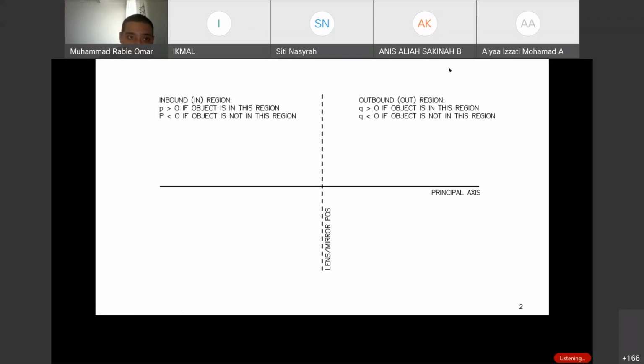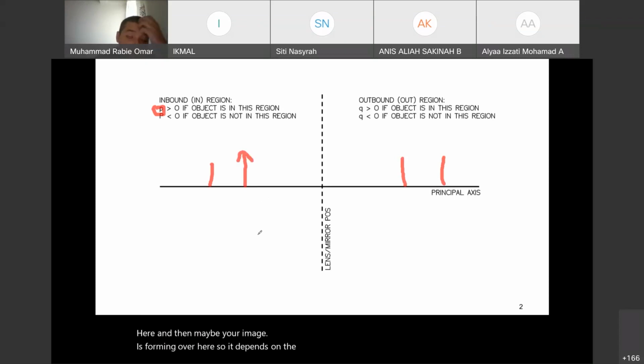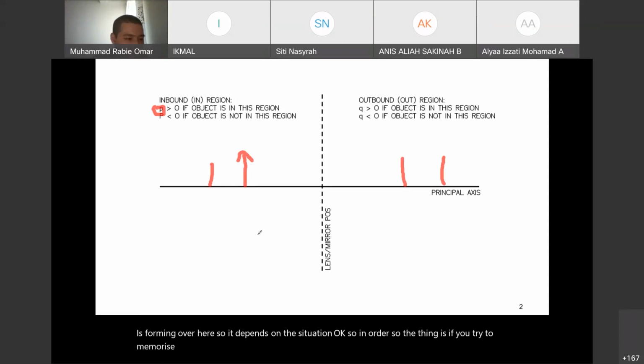Of course, for the P here, the magnitude of P is the distance of the object from the mirror or the lens. But maybe your object is on the left hand side, and sometimes your object is on the right hand side. There are cases where your image is forming over here, and then maybe your image is forming over here. So it depends on the situation, okay? If you try to memorize things, then you will feel burdened. You don't have to feel burdened because there is a trick on how to know this, yeah?